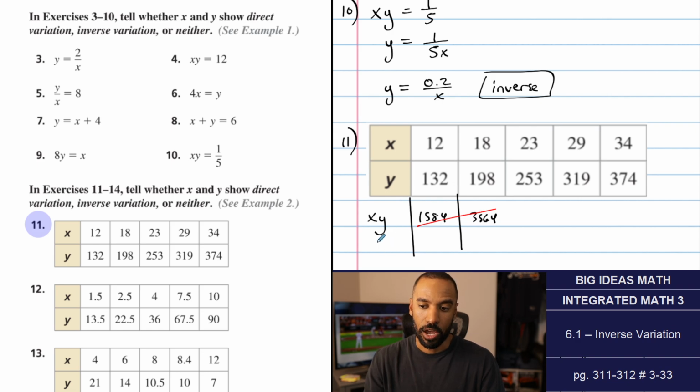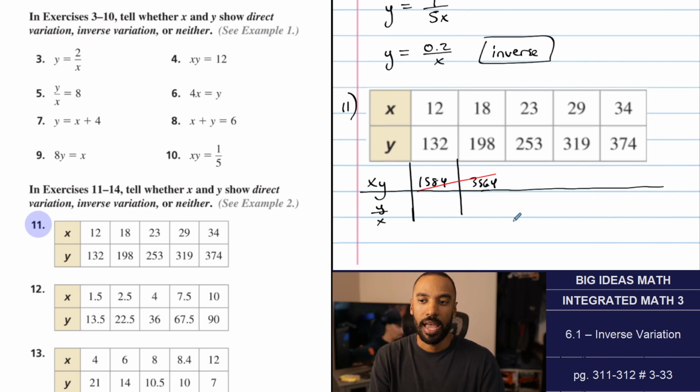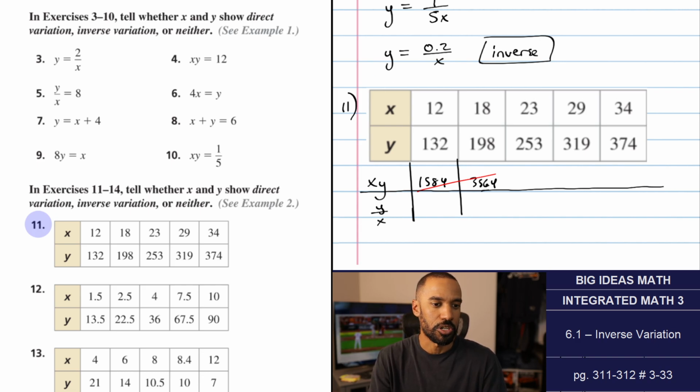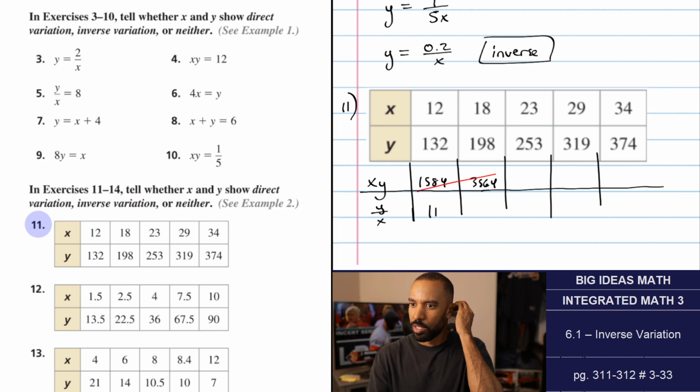Now we can try y over x. This one has potential for being the same. Again, this was an inverse variation test up top. Now we're going to try direct variation on bottom. As x gets bigger, does y get bigger, and by the same constant of variation? 132 over 12, I should already know is 11. Okay, that one's 11. I believe this number's 11 as well. It would be nice if we get 11 for all these. So 198 over 18. Indeed, 11.